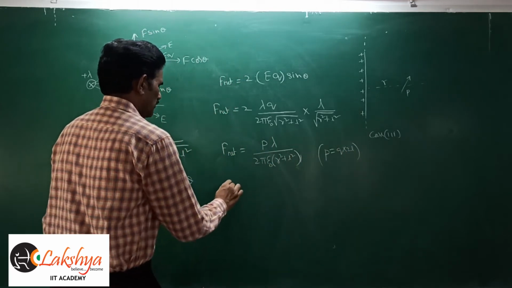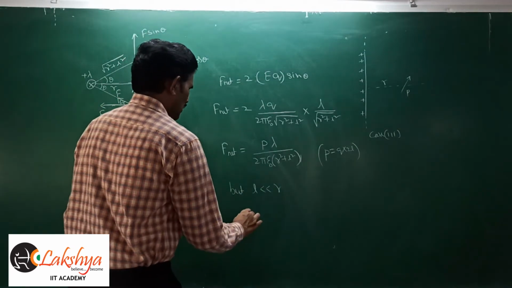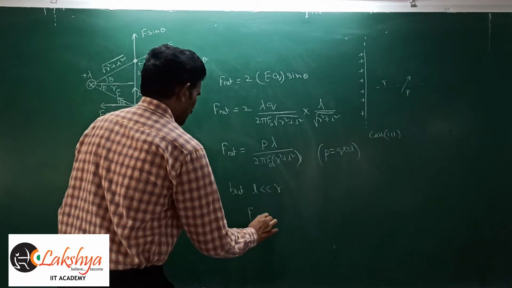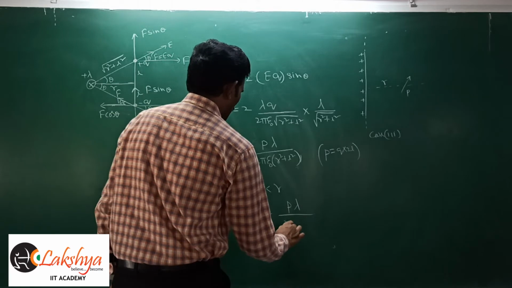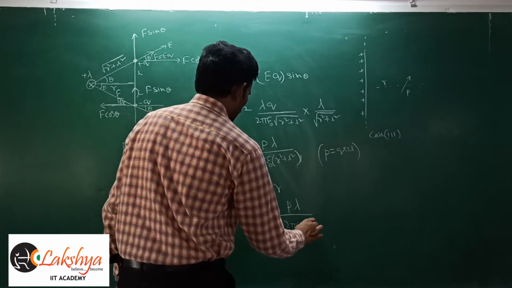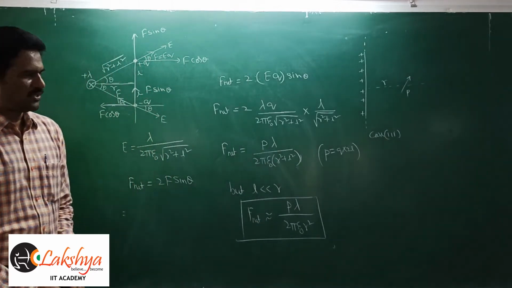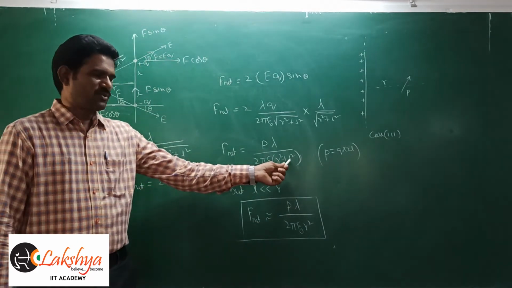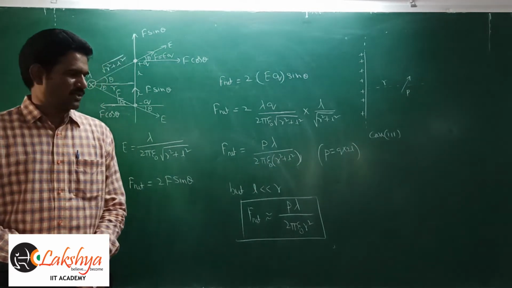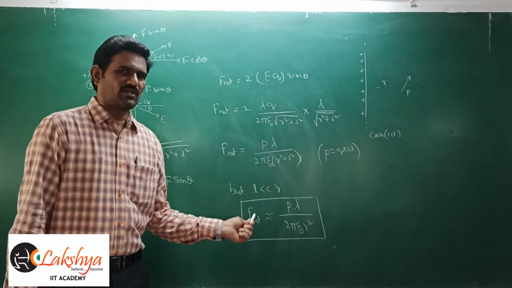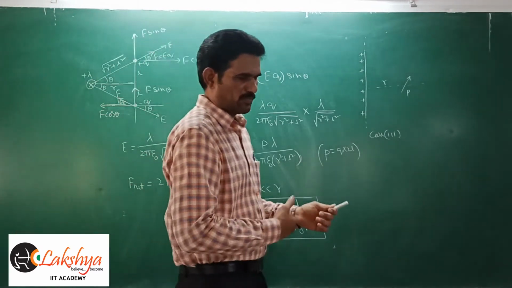And here L is very small when compared to R. Therefore, this net force can be approximately taken as P lambda by 2 pi epsilon naught R square we can write here. So, this is the force acting on this. That means I am taking this L square as negligibly small when compared to that of R square. So, L square value I am neglecting here. Then this is the expression for force acting on the dipole when it is placed like this, perpendicular to the line of charge, in a perpendicular plane.